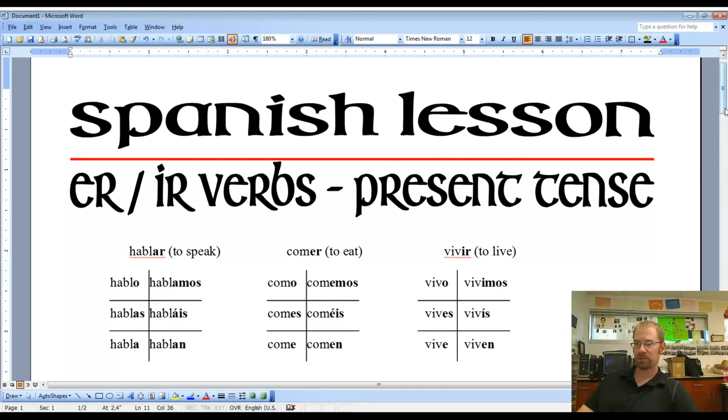So I put on here, just for good measure, AR verbs in case you've already learned those. I know my students learn them first, and then we come to the IR verbs after that. So that's why I put the hablar on here.